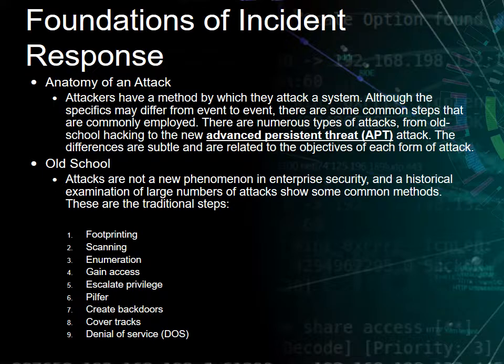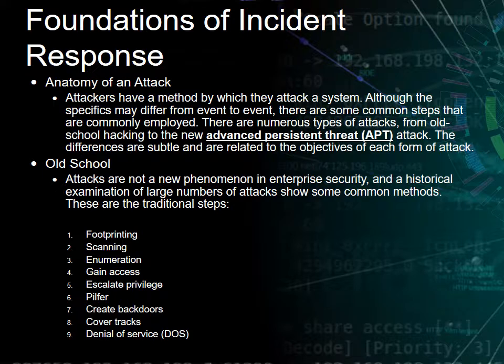Next is scanning, looking for what systems are actually there, and maybe even looking for what systems aren't there, what kind of defenses aren't there. Then enumeration is getting in there and determining what these systems are. Are they Windows systems? Are they Linux systems? What versions are they? So enumeration is gathering as much information as possible.